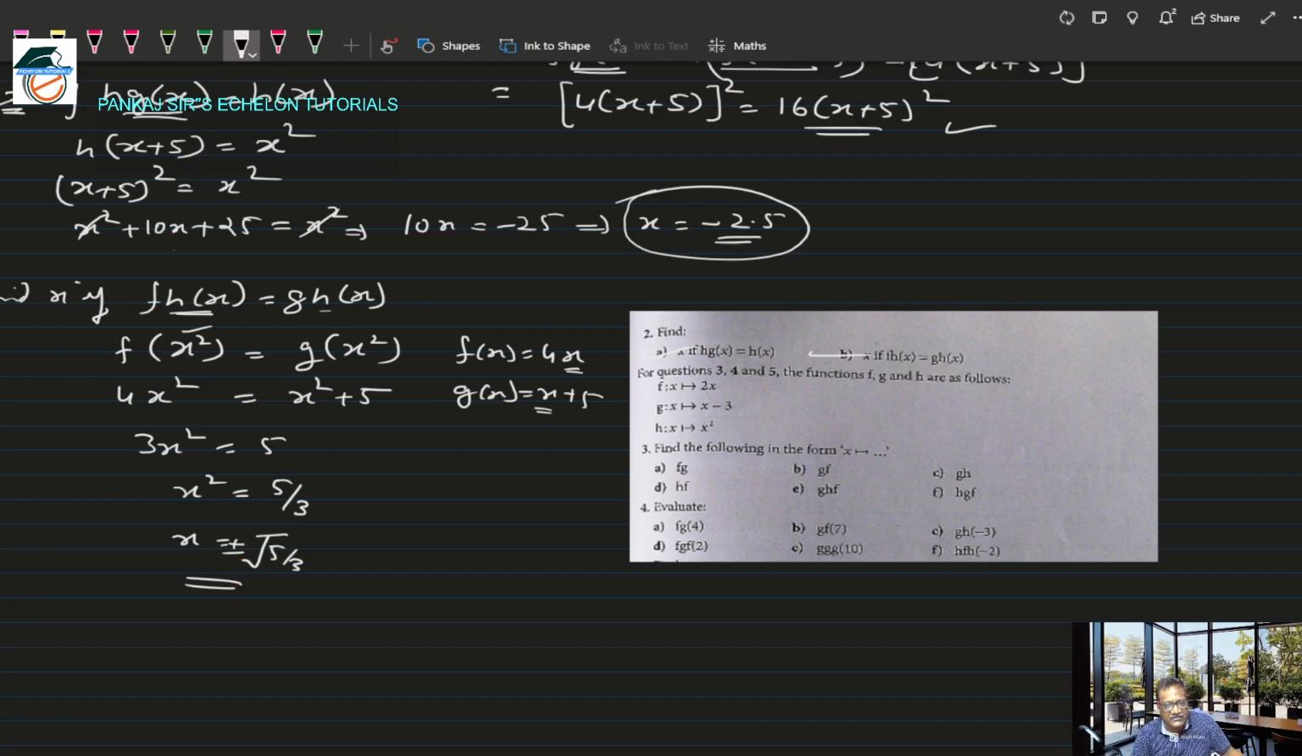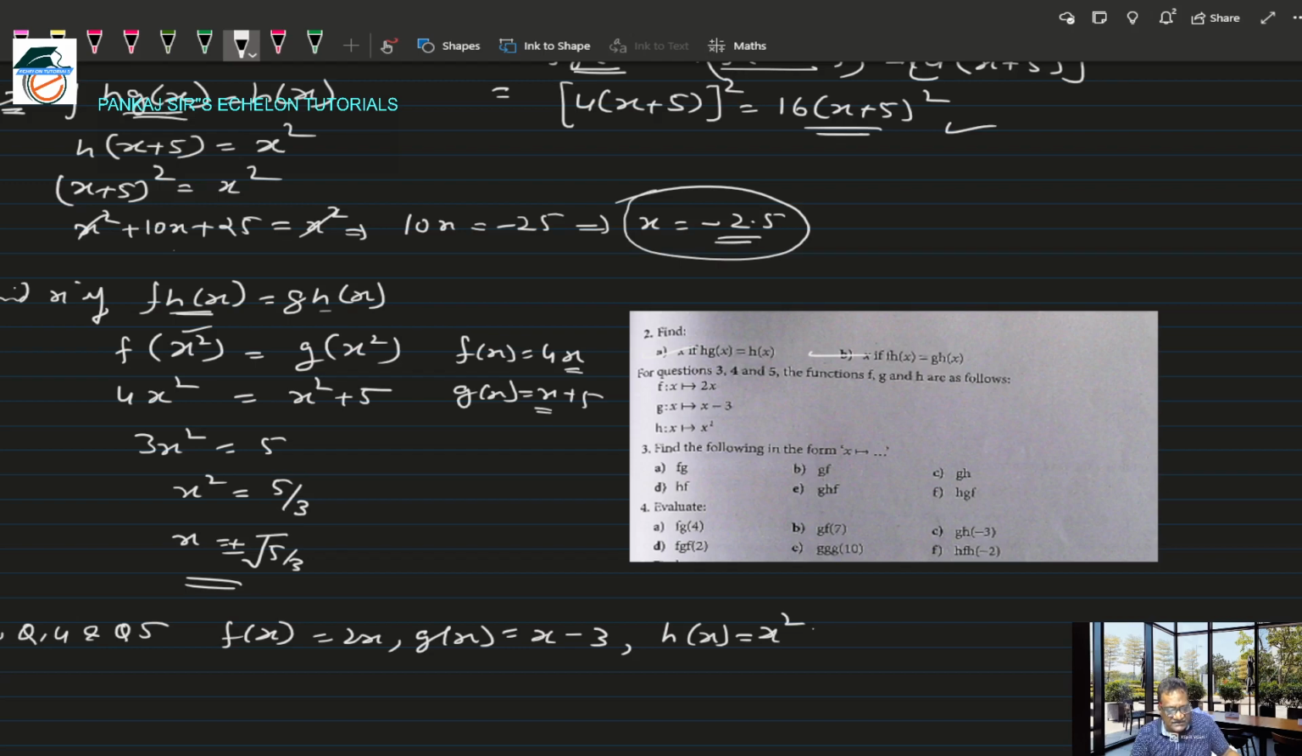Okay. Now question number 3. Let us see what question number 3 has to say. So we are done with this question number 2. Now for question number 3, 4 and 5, again the functions are changing. You have f of x equal to 2x. You have g of x equal to x minus, is it 3 or 5? Yeah, it is 3. And you have h of x equal to x square, right? Okay, fine. So these are the functions you have to consider for question number 3, 4 and 5.